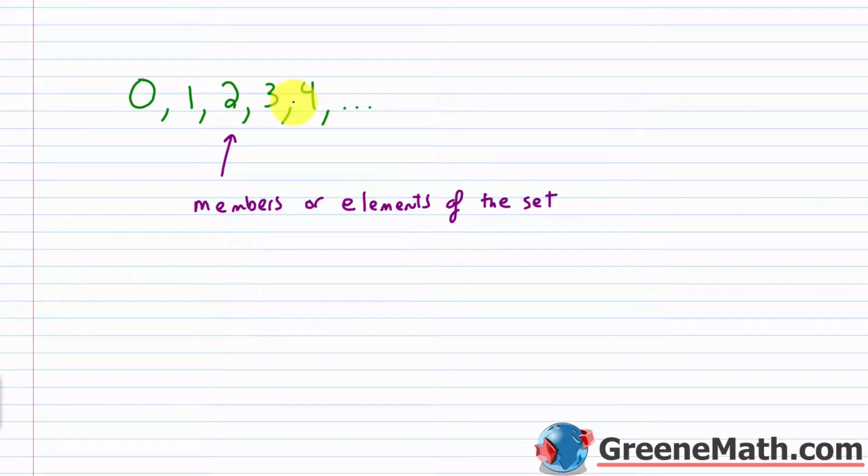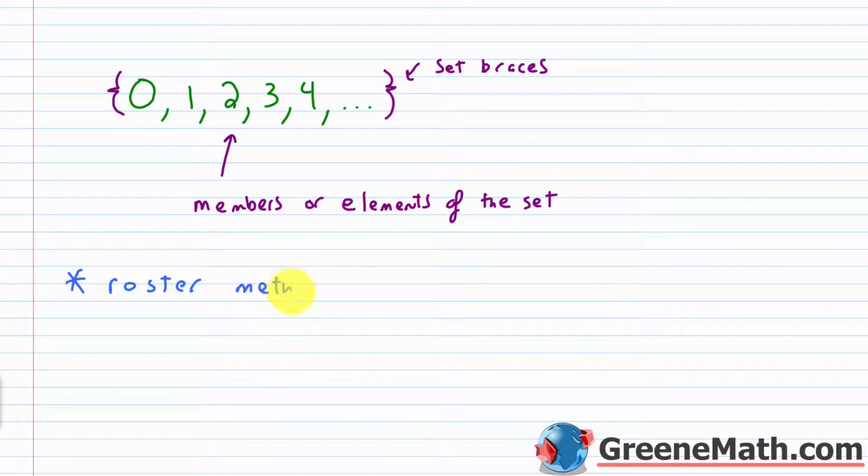Now, another thing that we do when we have sets, we enclose our members or elements inside of set braces. So we're going to enclose this inside of set braces. So these are set braces, okay, if you hear that. And the last thing I want to say here is that the method that we're using here is known as the roster method. Okay, this is known as the roster method. And basically what we're doing is we're listing the members or elements of the set inside of set braces. So that's the roster method.